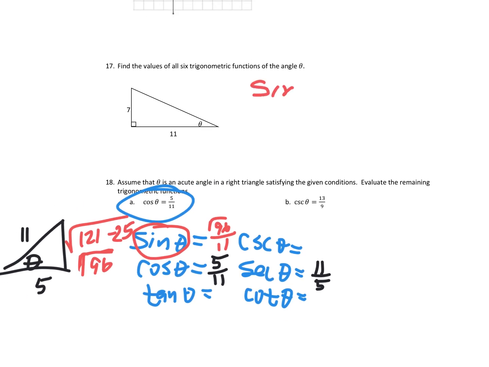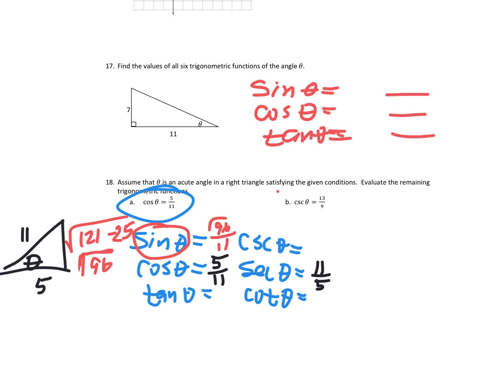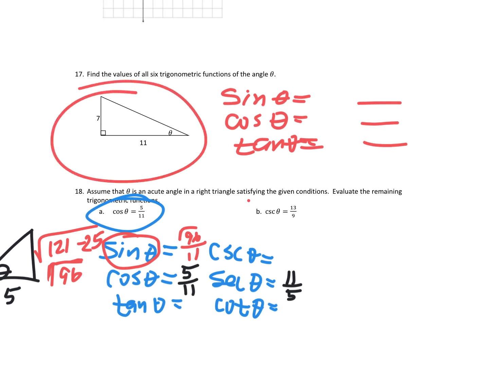Here's the 6 functions: sine, cosine, tangent, and then the sisters go over here. And then this one tells you the sides by telling you a triangle with the sides. And then this last side you'll do square root of, and you'll figure it out that way.